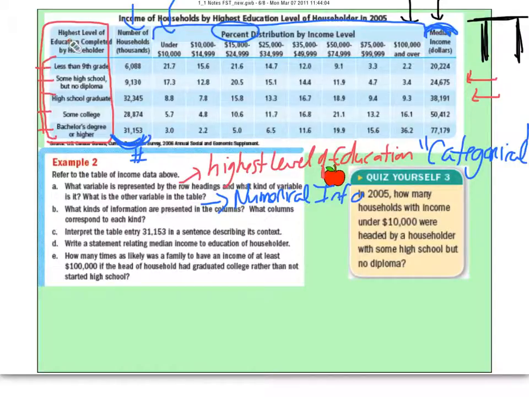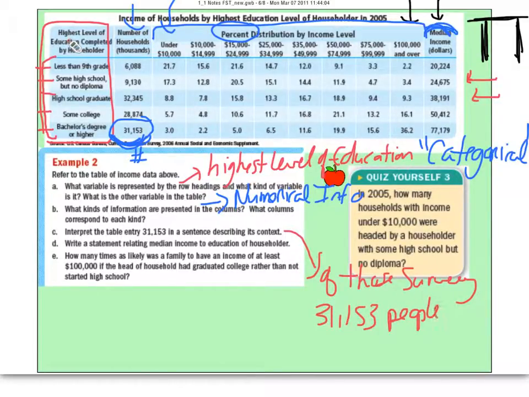Part C, interpret the table entry of 31,153 in a sentence describing it in context. So here's that number right here. And if you had to describe that in context, what you might say is, of those surveyed, we had 31,153 people who had a bachelor's degree, I'm just going to do that, or higher.